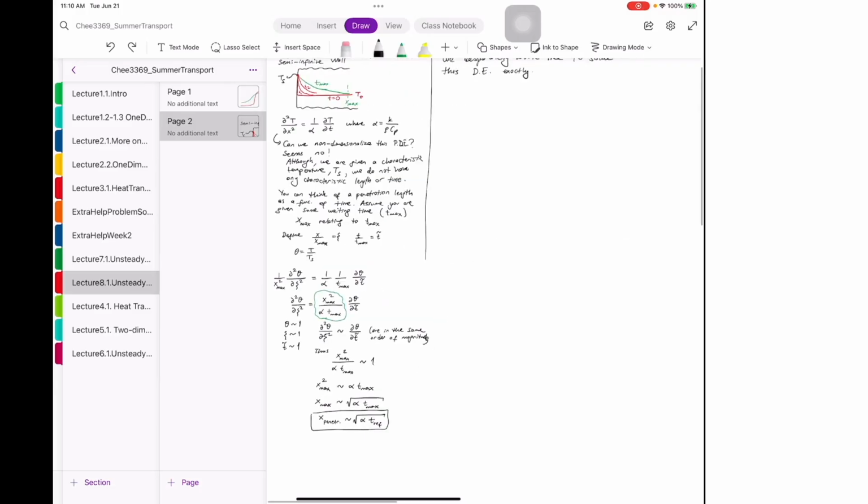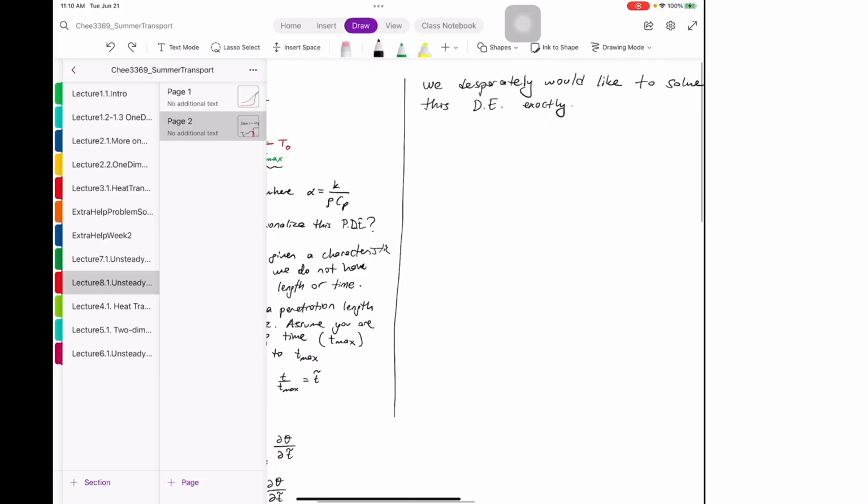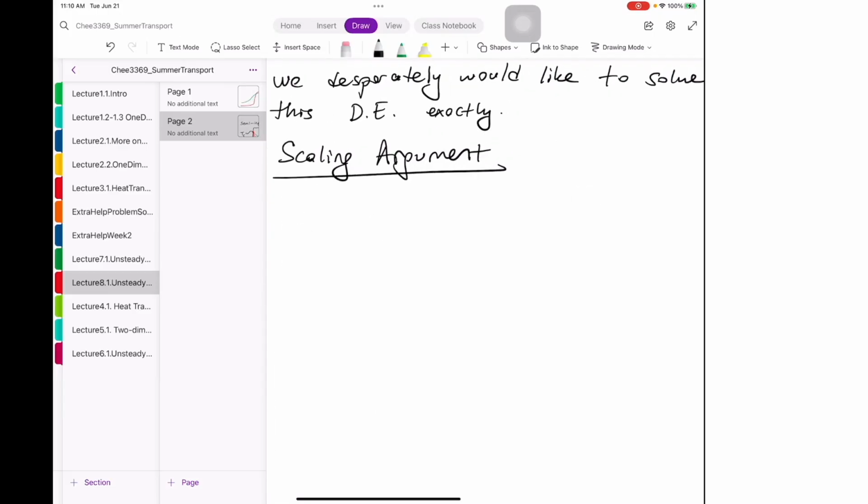Now, let's solve this equation exactly. And what we're going to do and learn is what's called a scaling argument, which is something fascinating.